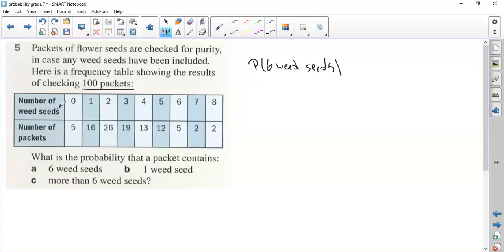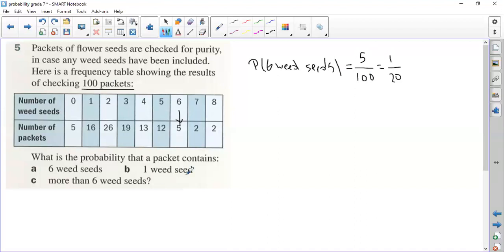So the number of wheat seeds is here. At 6 I have 5 packets. So the number of packets which has 6 wheat seeds is 5, and in total I have 100 packets that I have checked. So the total number of outcomes will be 100. So 5 over 100, or 1 over 20, will be the probability for this one.